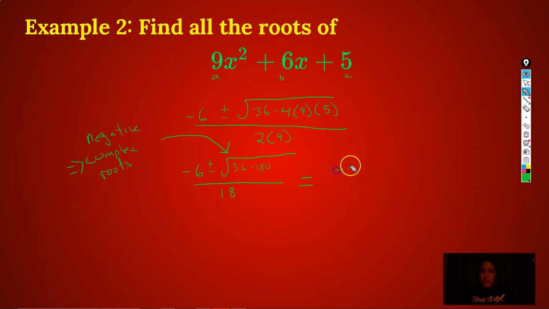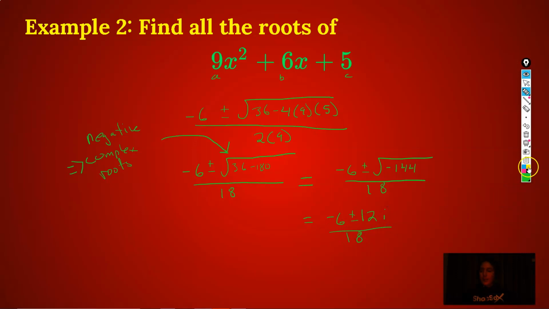So this will be negative 6 plus or minus the square root of 36 minus 180. 180 minus 40 is 140, but add 4, that's 144, negative, all over 18. Simplify further with complex knowledge. The square root of regular 144 is 12, so the square root of negative 144 is 12i. So negative 6 plus or minus 12i over 18.